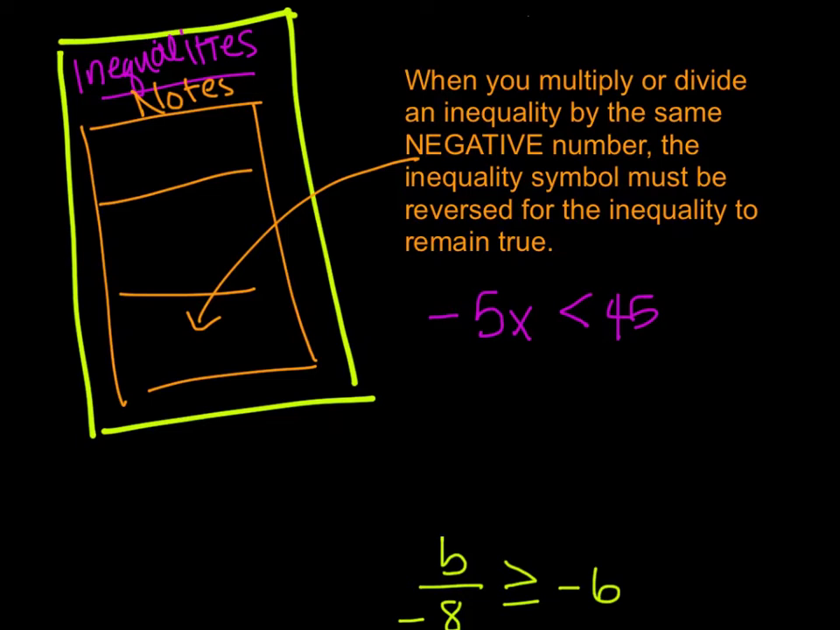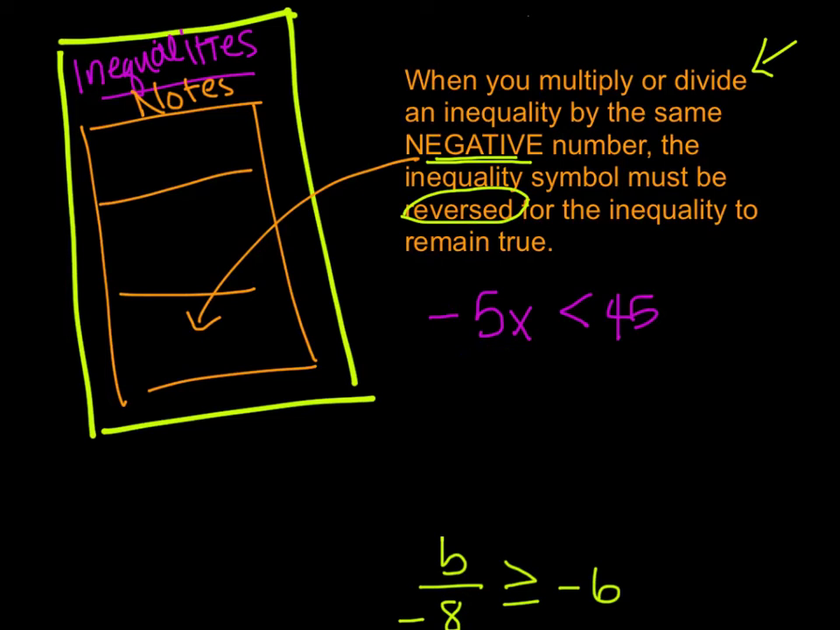When you multiply or divide an inequality by the same negative number, so we're no longer a positive number like positive 5 times h is less than 25. This one's a negative number, so we have negative 5x is less than 45, so that's a negative number. When you multiply or divide an inequality by the same negative number, the inequality symbol must be reversed. That's a big word for the inequality to remain true. So write this down in your notes, and if you need to, pause the video so you can write this down.